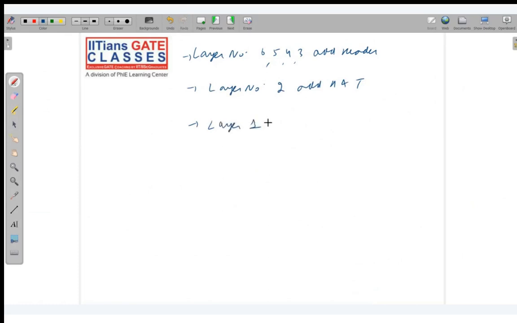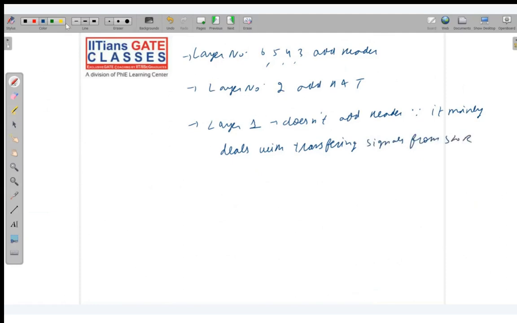Layer number one, that means physical layer, does not add a header. Why? Because it mainly deals with transferring signal from sender to receiver. And the last point, layer number 7, that is the application layer, also does not add anything. Layer number 7, that is application layer, does not add header.